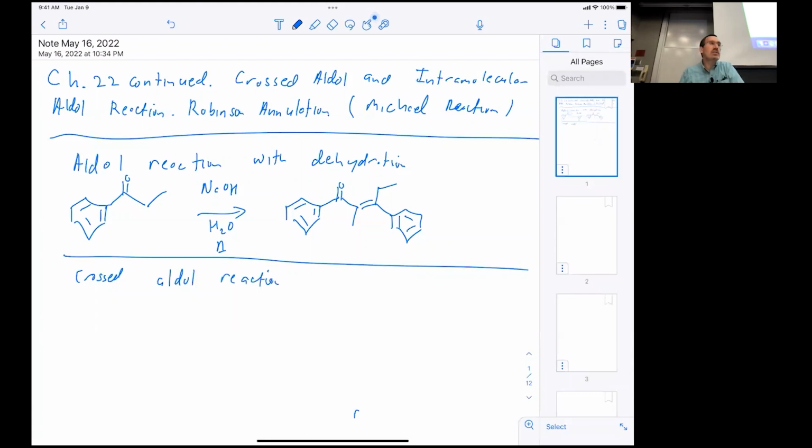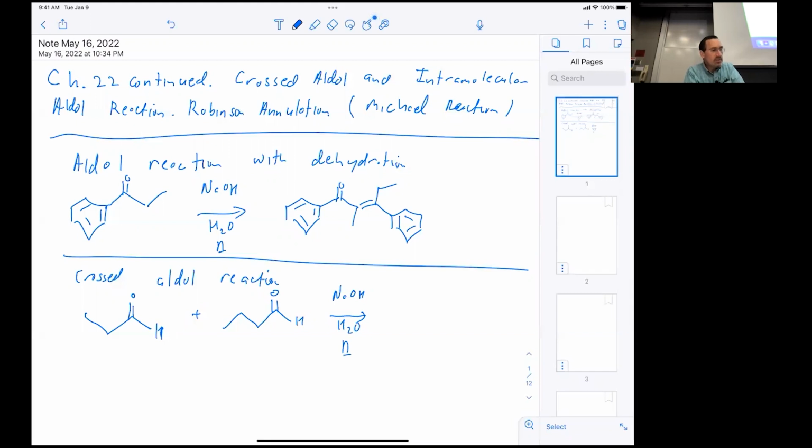So if you imagine the conundrum, if we had two different ketones or aldehydes, let's say, for the simplest example, we took propanal and we took butanal, and we imagine mixing them together under these same types of conditions that promote aldol reaction with dehydration, namely aqueous sodium hydroxide in water, or alcoholic sodium ethoxide in ethanol. And we heated this up.